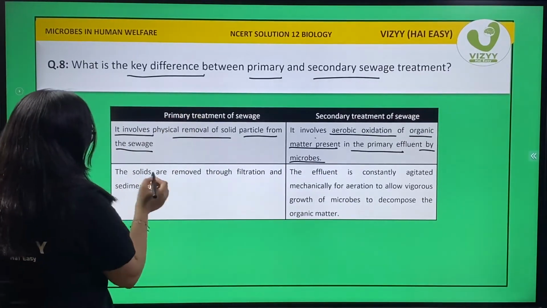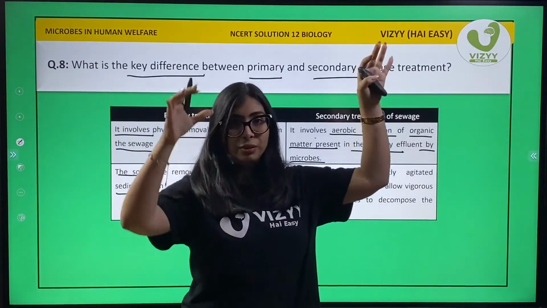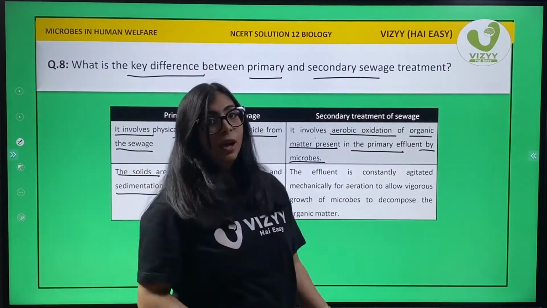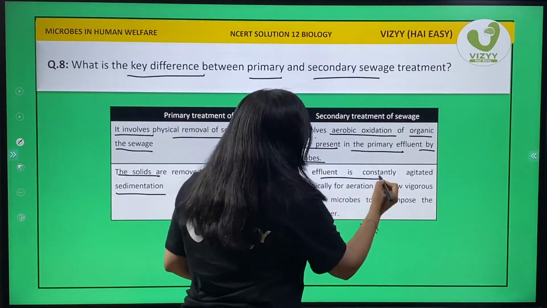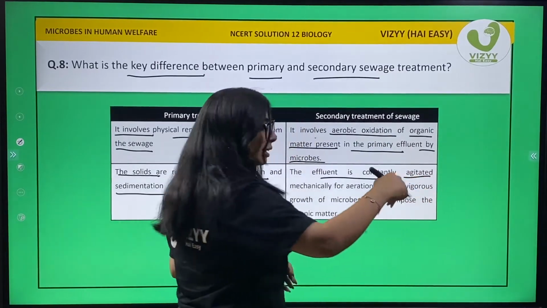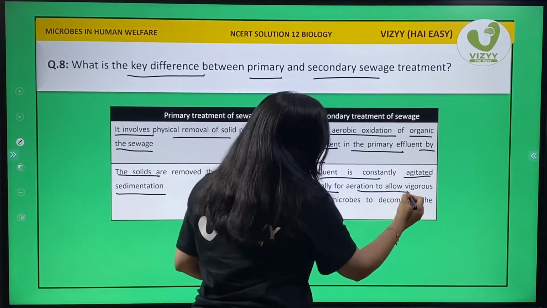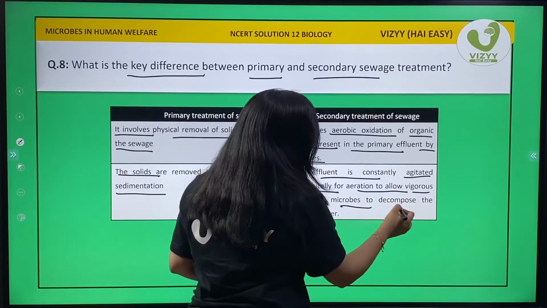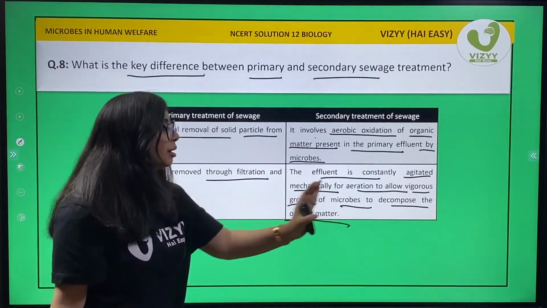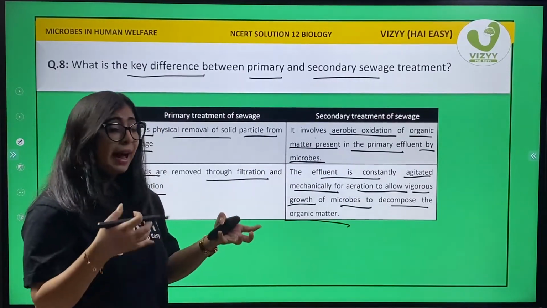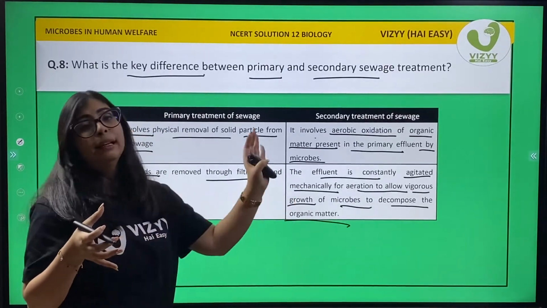Now, in the primary method, the solids are removed through filtration and sedimentation. Sedimentation means solids will settle down and the rest would be filtered. Whereas in secondary treatment, the effluent is consistently agitated. That means it is moved in a specific manner mechanically for aeration to allow vigorous growth of microbes to decompose the organic matter. Okay, so they will let the microbes breathe, they let them grow, and those microbes will destroy or decompose the organic matter.